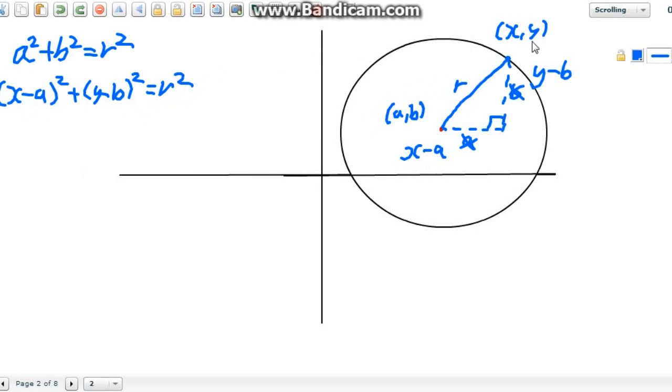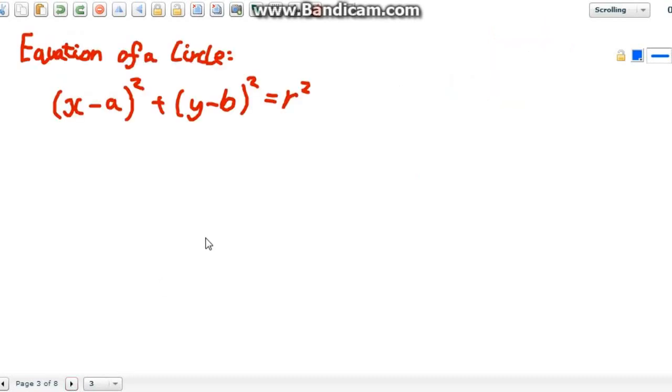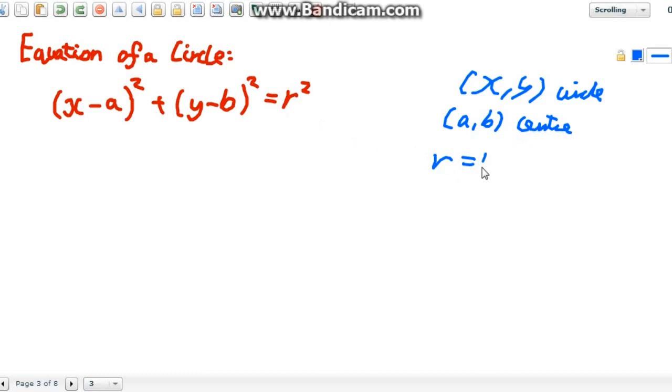And I remember it because I understand the link with Pythagoras. But to be honest, if you don't understand that, it doesn't matter. All you need to do is remember this equation, where x and y is the coordinate on the circle, and A and B are the coordinates of the centre, and r is the radius. That's all you need to know about the equation of a circle. Just memorize it before the exam.